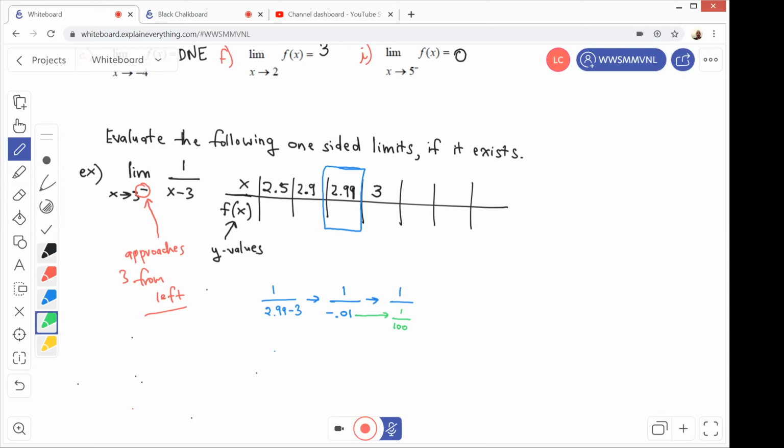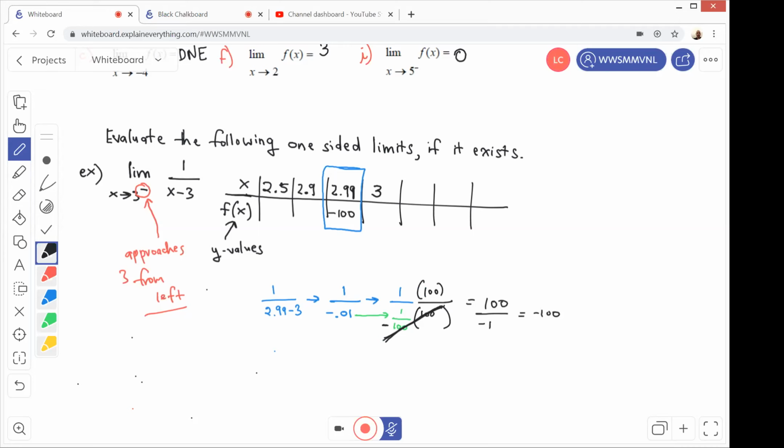Now, to get rid of that fraction, I'm going to multiply by the reciprocal on the top and on the bottom. That 100 eliminates. And that was a negative 0.01, so this should have been a negative 1 over 100. These hundreds cancel. So you have 100 over a negative 1, which is negative 100. So this is negative 100.